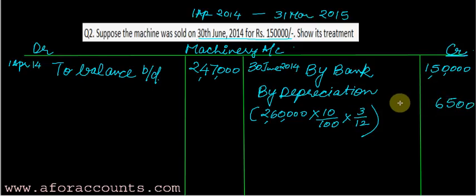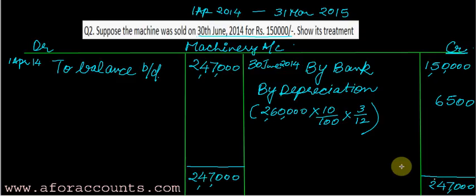That is your depreciation. Now out of 2,47,000, I received 1,50,000 and 6,500 by bank and by your depreciation. The remaining balance will be your profit or loss on the sale of machinery. So this total should be 247, and whatever is the balance will be transferred to your profit and loss account.